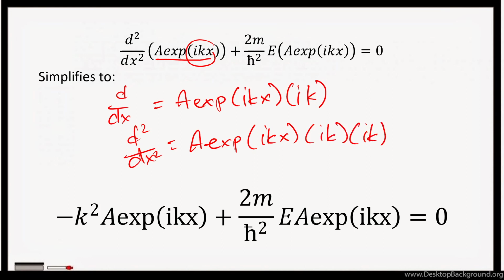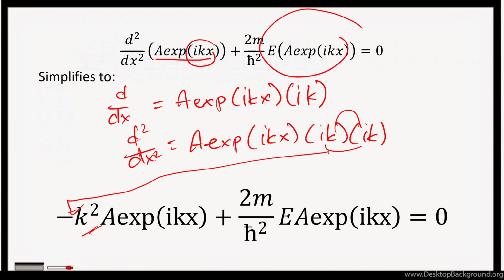I times I is negative 1. K times K is K squared. Then A exponential I kx plus this one here. 2m E A exponential I kx equal to 0. Then, we can isolate for the energy.